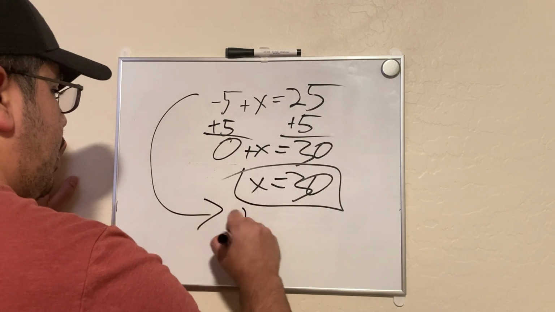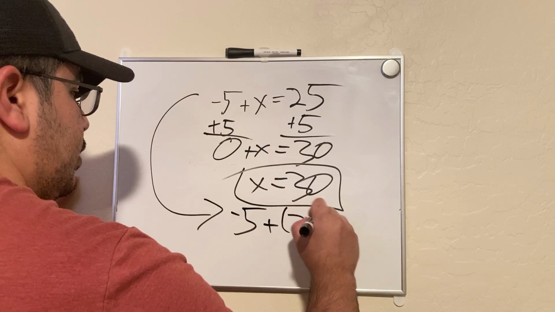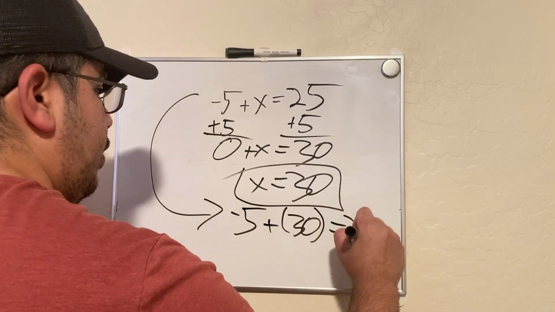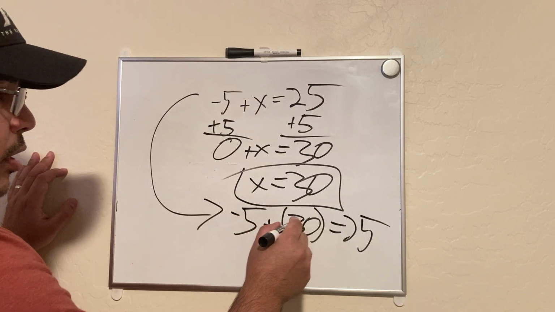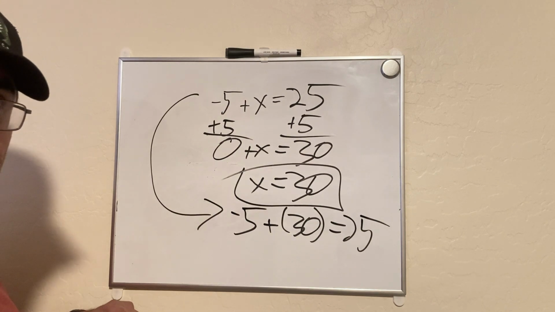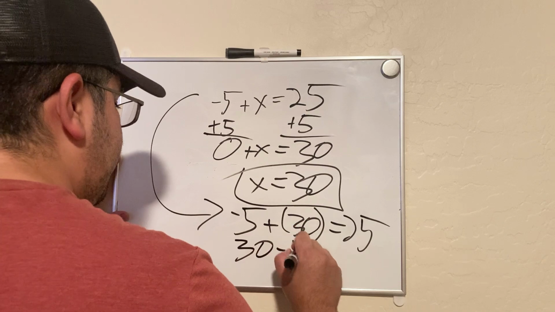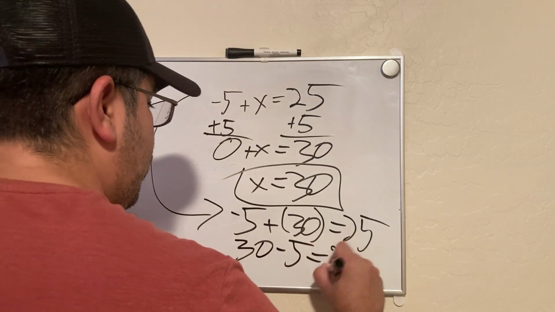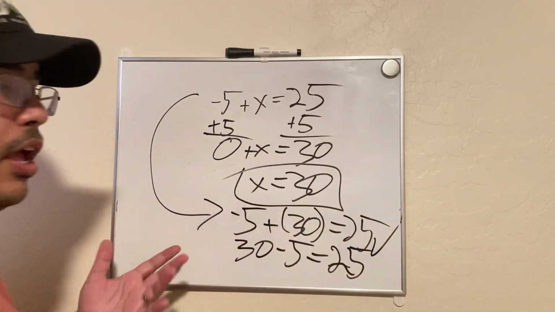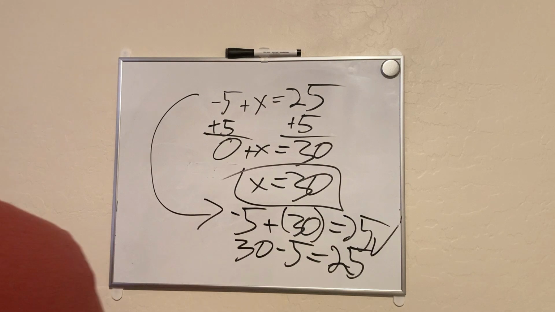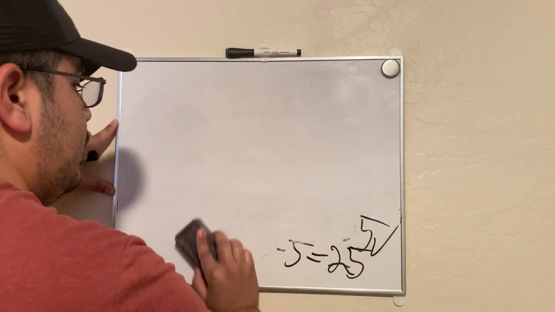So we have negative 5 plus, in this case, we're going to plug in 30, equals 25. So then we have negative 5 plus 30. What does that equal? Commutative property. Remember that? This is going to be the same as 30 minus 5, which equals 25. Boom. 25 equals 25. Check. It works. Easy peasy. Easy as that. All right. That's one-step equations. They're pretty easy.